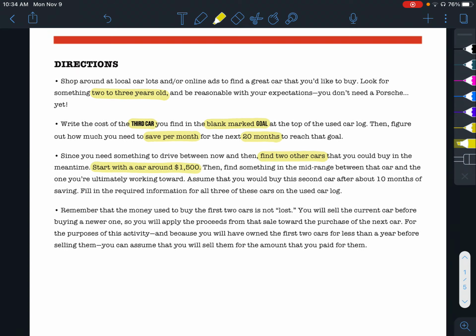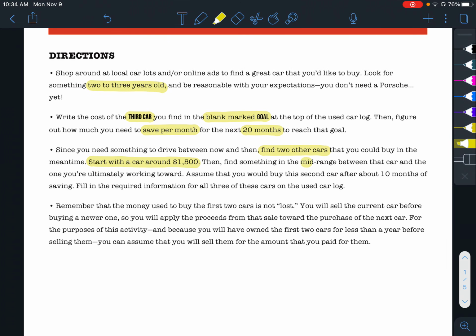Then I'm asking you to find something in the mid-range between that car and the one you're ultimately working towards. So first car around $1,500, third car is a car that you wouldn't mind driving within the next couple years. So we're finding one between $1,500 and whatever the price for your third car is. I don't really have a price set for this second car, but think realistically. I'm going to ask you to break down what you need to save each month to purchase these cars. So saving $1,200 a month to buy a car is pretty unrealistic. So just keep that in mind.